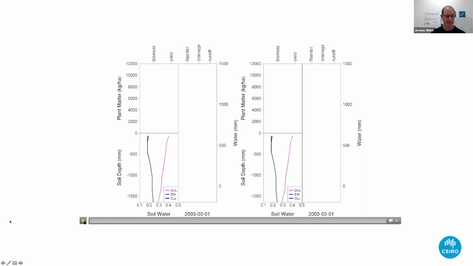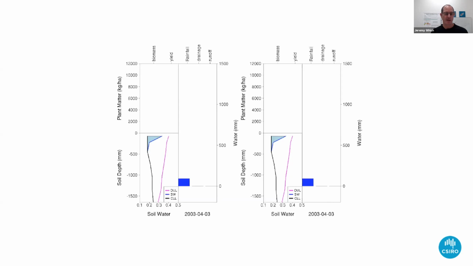So I'm going to start this and hopefully I'm going to manually run it through. What you can see here in the blue bar that's coming up is the amount of rainfall. The light blue filling in between the lower limit and the drained upper limit is the amount of water stored in the soil.